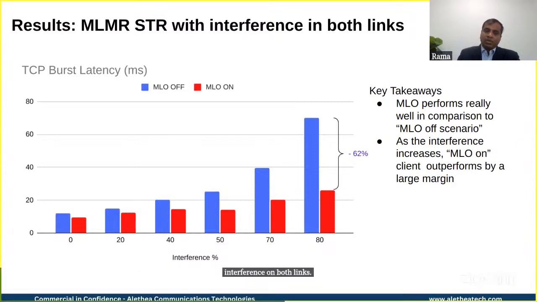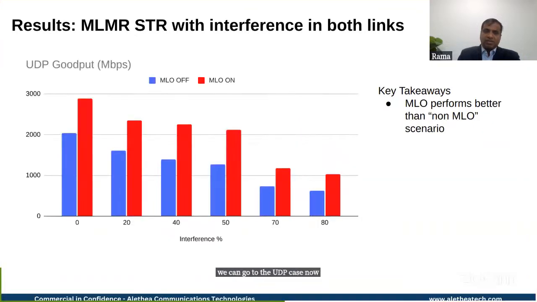We can go to the UDP case now. So in case of UDP, it's on expected lines. We do have the MLO off case doing better than MLO on case, consistently. I don't see too much difference. I just want to point out that when we measured UDP goodput, it's the 0% loss UDP that we are talking about. So the values are of this order, and it does seem to perform, if not better than TCP, almost equivalent in that sense.